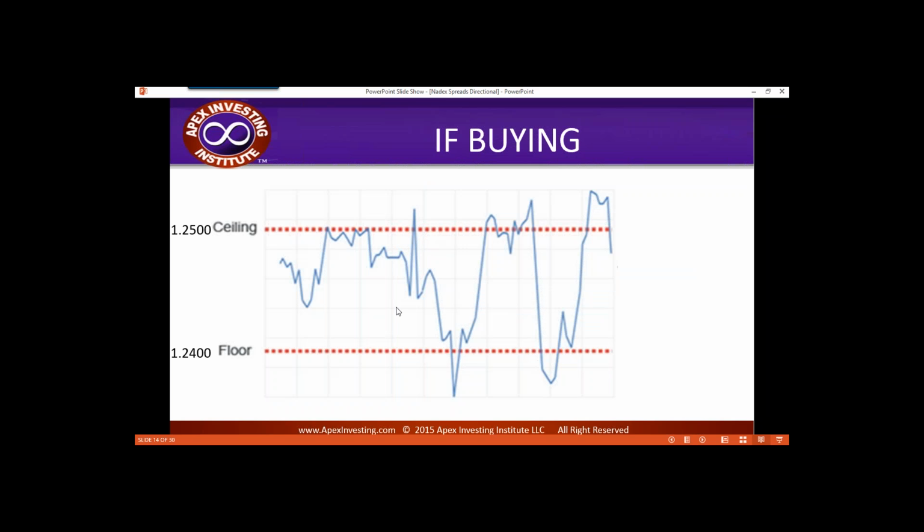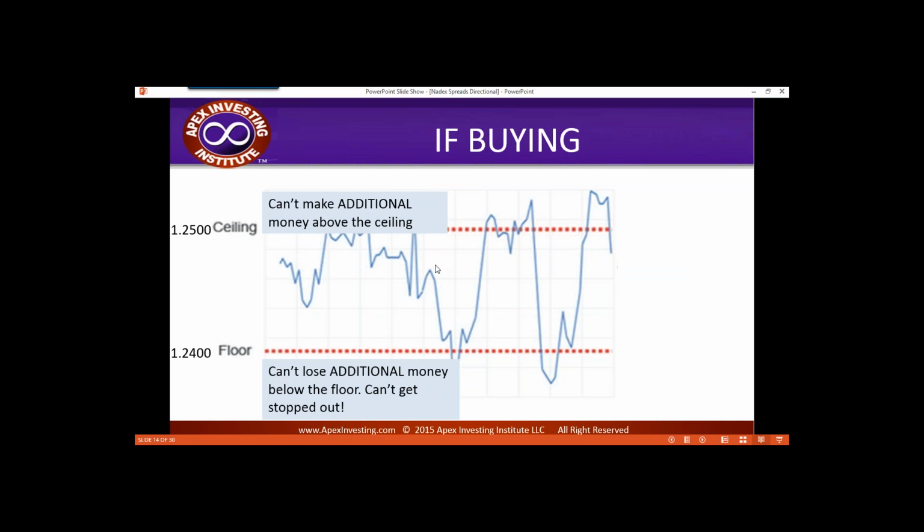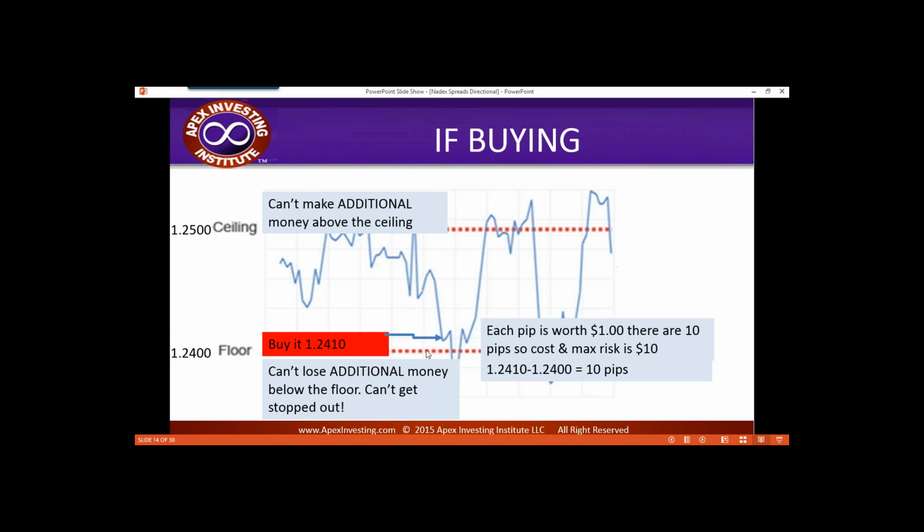Now, what about the reverse, if I was buying? If I'm buying, I'm saying the market's going up. I cannot make additional money above the ceiling of the spread. And if I'm wrong and the market goes down, I can't lose additional money below the floor, and I don't get stopped out. So another example: if I were to buy right here at 2410, saying the market's going up, the floor is 2400, so there's only 10 pips difference between where I bought and the floor. So my maximum risk in this example is 10 pips. And again, I can't get stopped out.